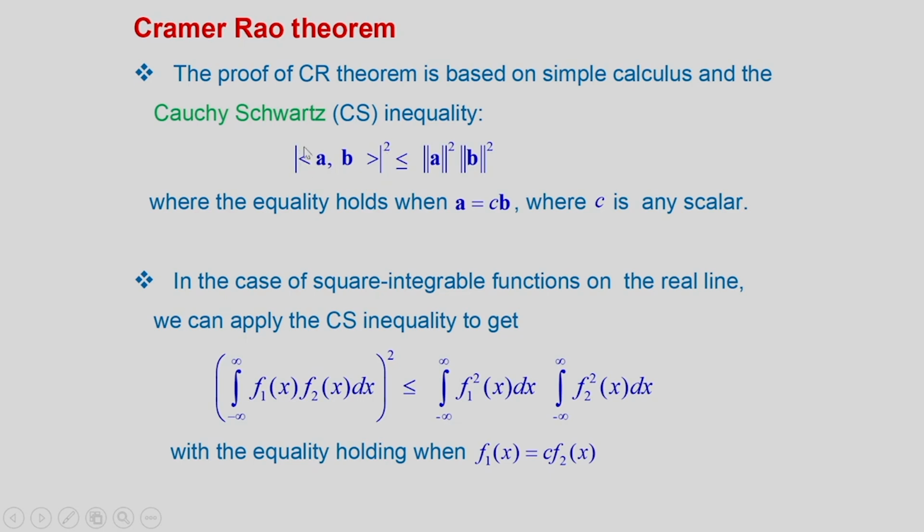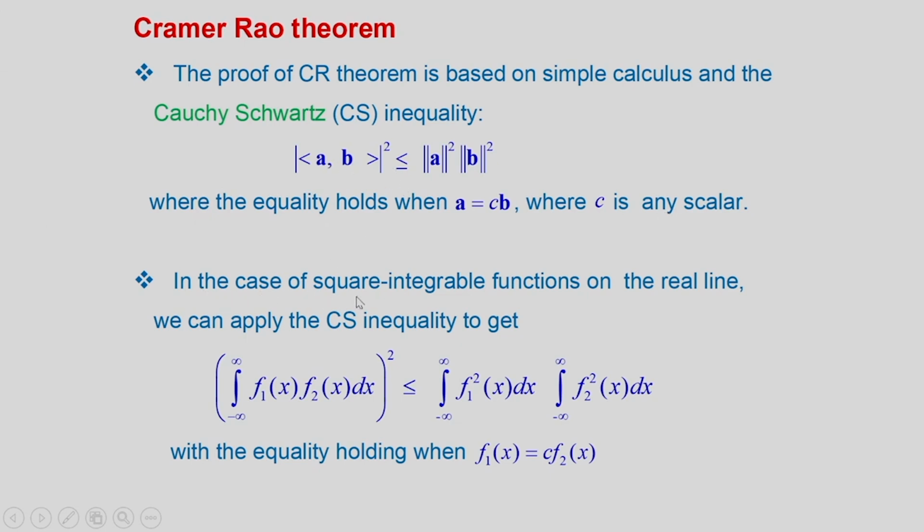This is the inner product: the magnitude of the inner product squared is less than or equal to the norm of A squared times the norm of B squared, where equality holds when A is equal to C times B, where C is any scalar. So, this is the statement of the Cauchy-Schwarz inequality.